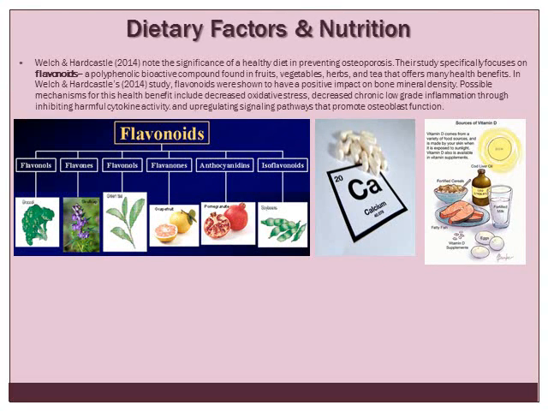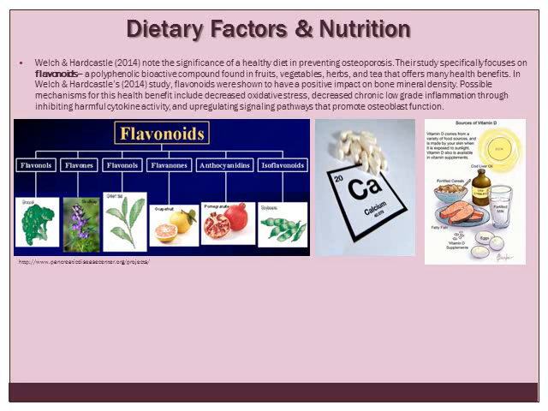The first topic that I want to discuss from the literature is dietary factors and nutrition. Welch and Hardcastle note the significance of a healthy diet in preventing osteoporosis, and this study focuses on a compound called flavonoids. And these flavonoids are polyphenolic, bioactive compounds that are found in healthy foods like fruits, vegetables, herbs, and tea. And this compound is actually different than antioxidants. It's a separate chemical compound that offers health benefits for bone.